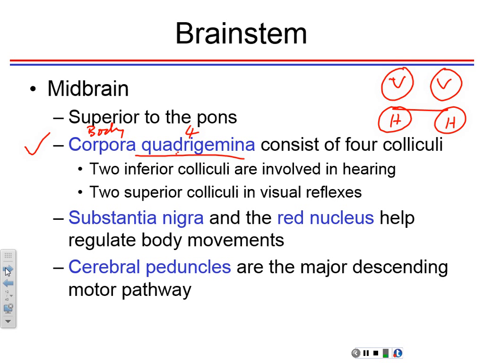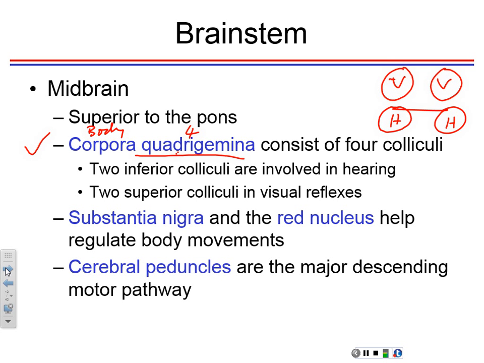So if I say in the exam, what is the function of the inferior colliculi and the superior colliculi, then you say superior is for sight, reflexes, and so forth, and the inferior colliculi will be for hearing. And it's only the midbrain.